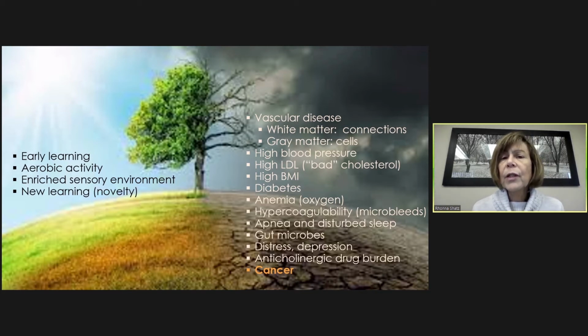Then there are factors that reduce the resiliency of our network. There's stress on the brain. These are vascular factors. They include things like blood pressure, bad cholesterol, high body mass index, and diabetes. Anemia lowers the oxygen supply to our brain. There are both effects directly from cancer and from treatment that make our blood clot easily, hypercoagulability, and cause little microbleeds that induce inflammation in the brain. Apnea and disturbed sleep, really important. And then the food we eat and how it helps us grow gut microbes are important. Distress and depression are both results of the conditions that we are battling as well as contributions.